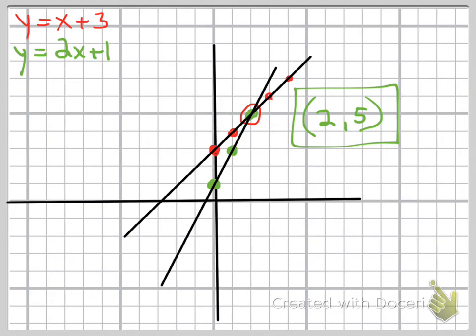Is 2, 5 a solution to this system of equations? Is 5 equal to 2 plus 3 in this equation? It is, right? Is 5 equal to 2 times 2 plus 1? It is a solution to both, and so it works.